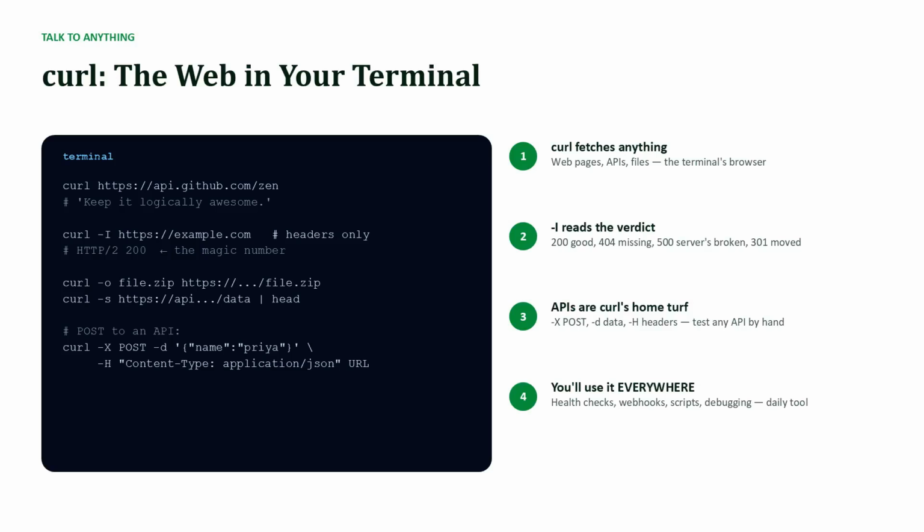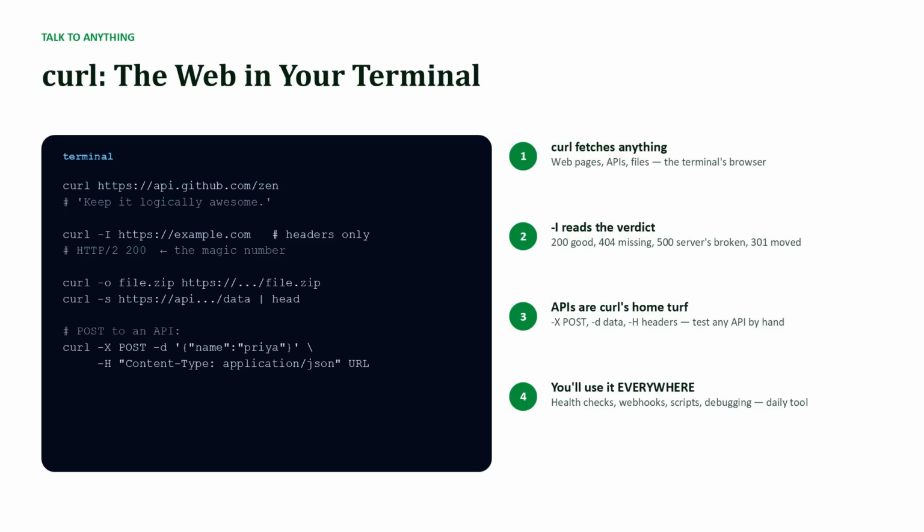Meet curl, the browser that lives in your terminal, and one of the most used tools in all of tech. Point it at a URL, and it fetches pages, files, API responses. -I asks for just the headers, and the status code is the verdict. 200 means OK. 404 means not found. 500 means the server itself is broken. You'll check services this way constantly.